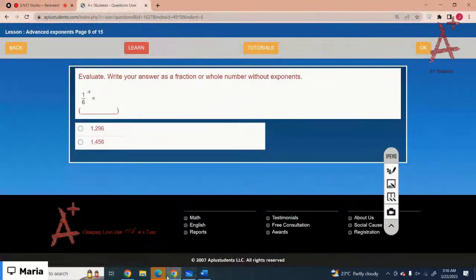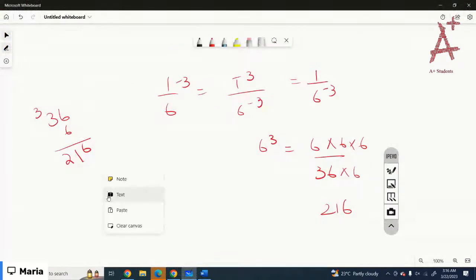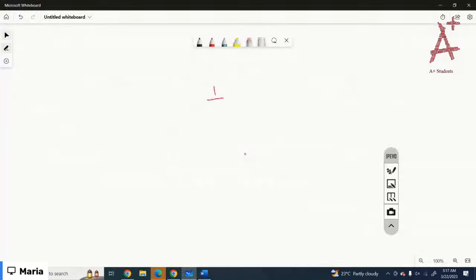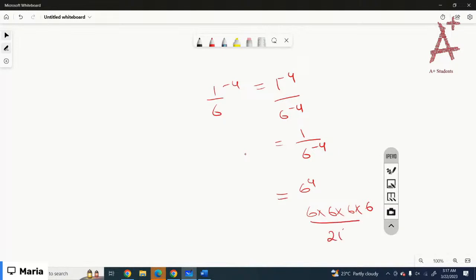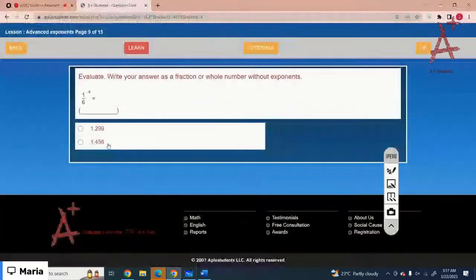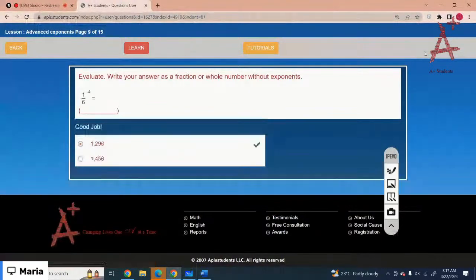Okay, the next one is 1 over 6 exponent negative 4. That would be 1 exponent negative 4 and 6 exponent negative 4. So 1 exponent negative 4 is 1. Just make this exponent positive. It would be 6 exponent 4. So you need to do 6 times 6 times 6 times 6. That would be 216. Let's just do 216 times 6. That would be 1296. So 6 exponent 4 is 1296. That would be option number 1. Got it?